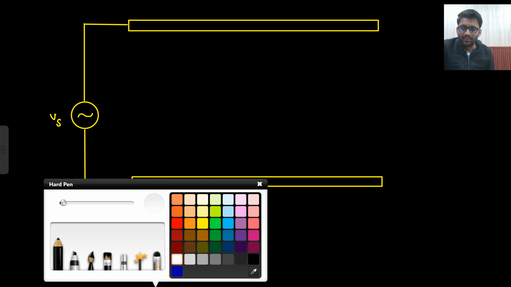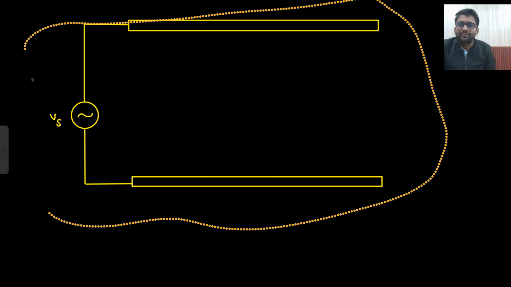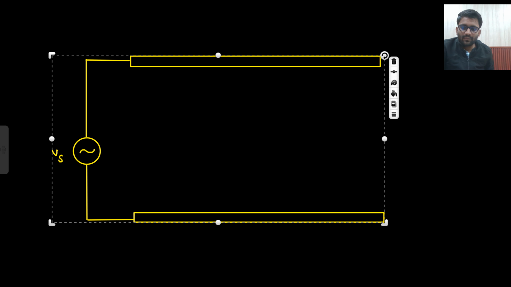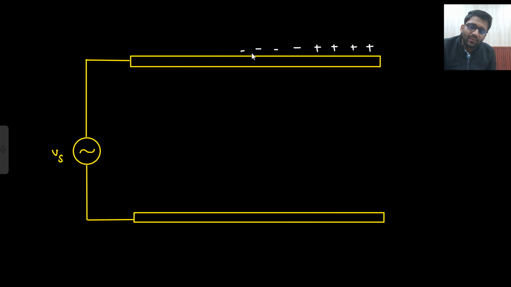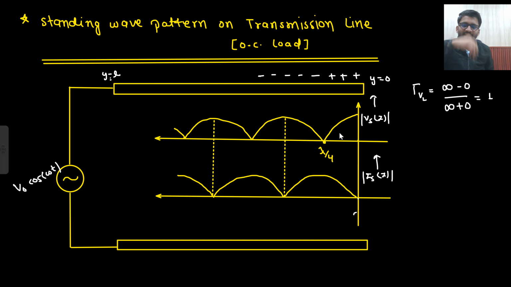Let's show it on the next transmission line. So here I am showing it. Initially there is positive, positive, positive, then negative, negative, negative. Then positive, positive, positive, then again negative, negative, negative. In that manner we are going. How many positive and negative there will be depends on the length of the transmission line. If the length of the transmission line is pretty large, then a lot of positive and negative will be there.